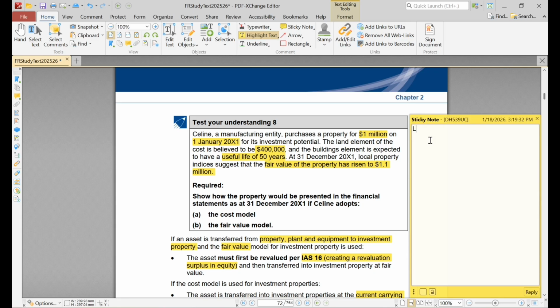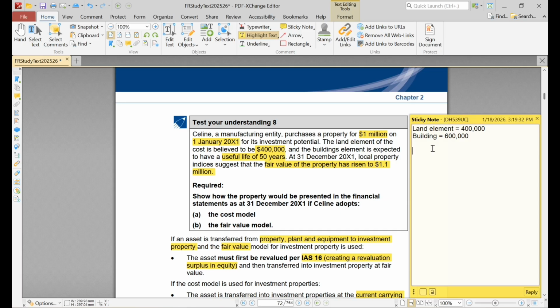In that, the land element is 400,000. So obviously the building element would be 600,000 because the total value is 1 million. Now cost model is adopted. So in cost model, we have to calculate the carrying amount. Now the land element would remain the same because land is not depreciated. So land element would remain the same at 400,000.